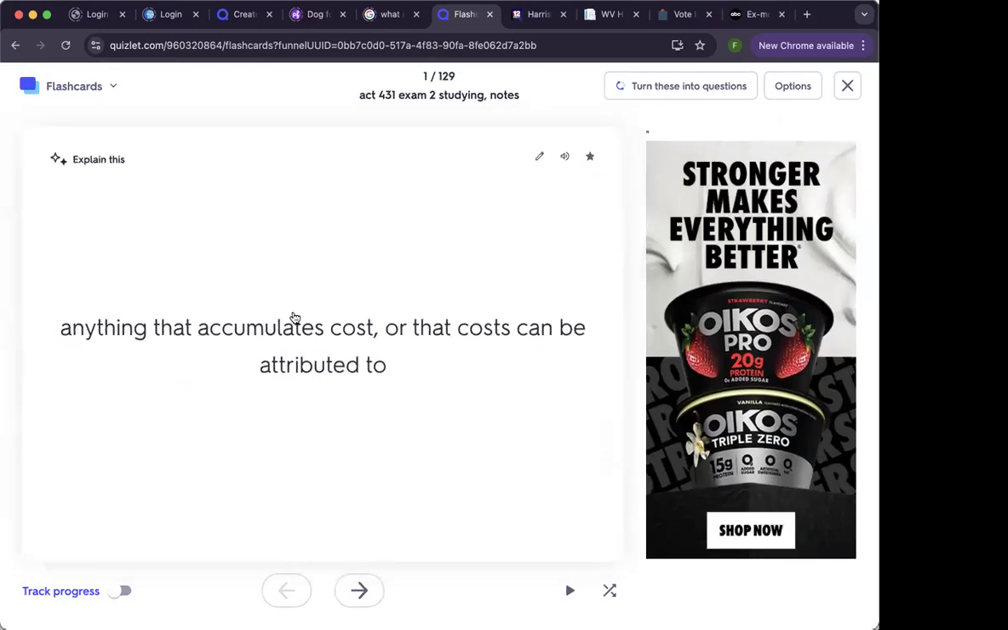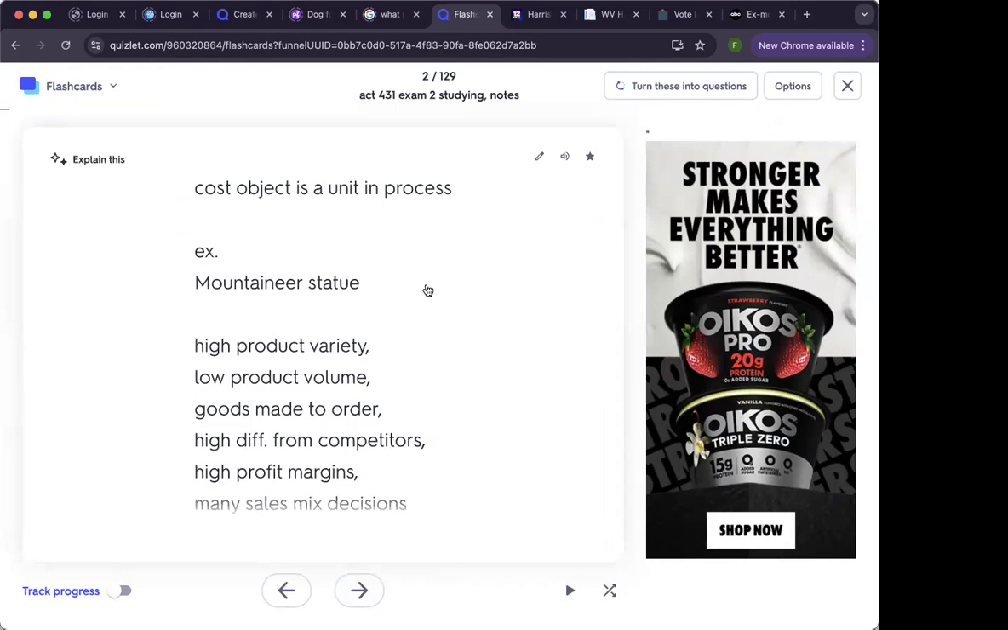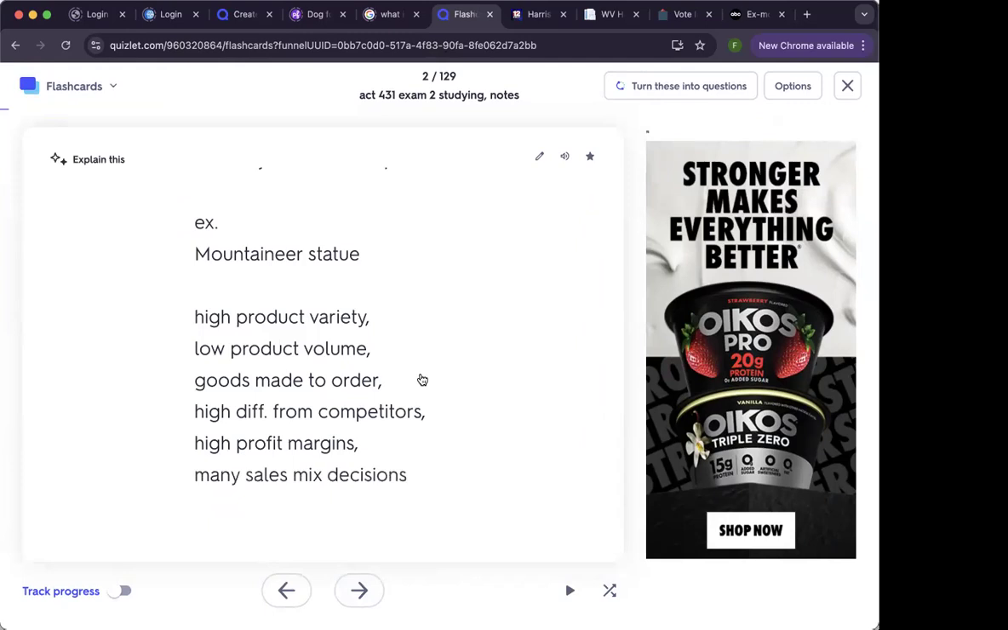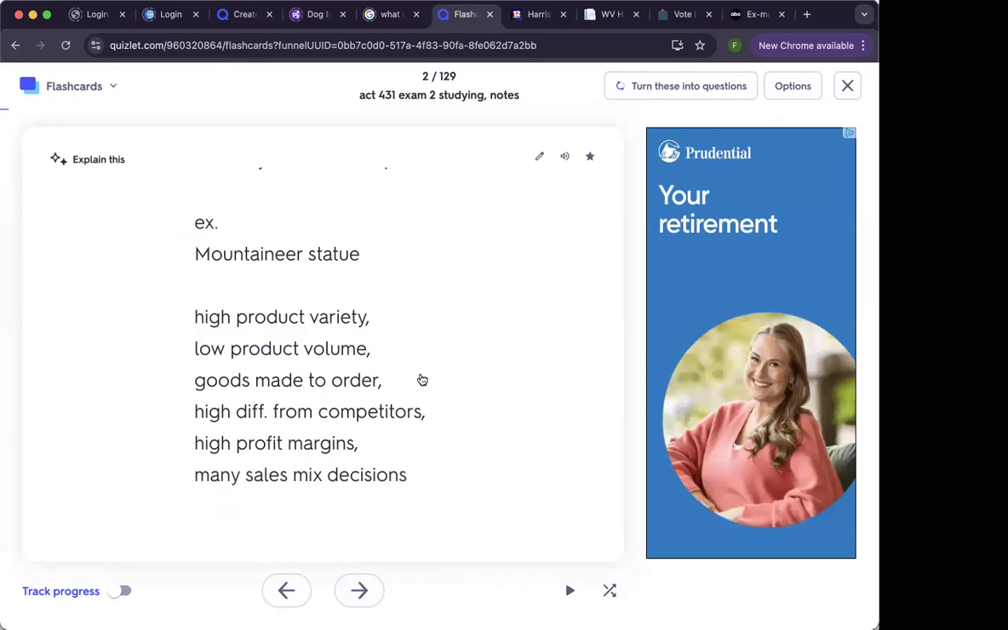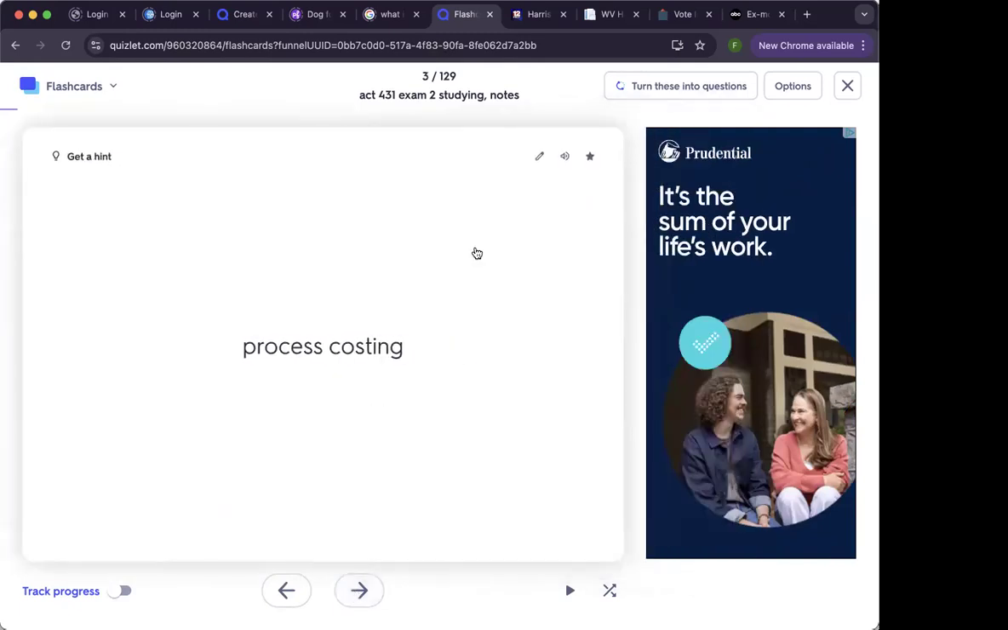Cost object. Anything that accumulates cost or that costs can be attributed to. Job order costing. Cost object is a unit in process here. An example of this is the Mountaineer statue. It is high product variety, low product volume, goods are made to order, high differentiation from competitors, high profit margins, and many sales mix decisions.